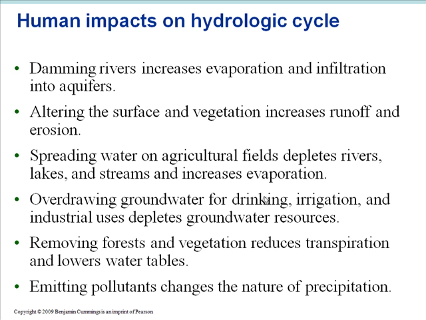Here are some human impacts on the hydrologic cycle that we'll be discussing as we go on in class. First of all, damming of rivers increases evaporation and infiltration into aquifers. Altering the surface and vegetation increases runoff and erosion. Spreading water on agricultural fields depletes rivers, lakes, and streams and increases evaporation. Overdrafting of groundwater for drinking, irrigation, and industrial uses depletes groundwater resources. Removing forests and vegetation reduces transpiration and lowers water tables, and emitting pollutants changes the nature of precipitation.